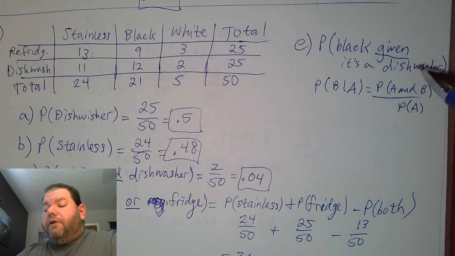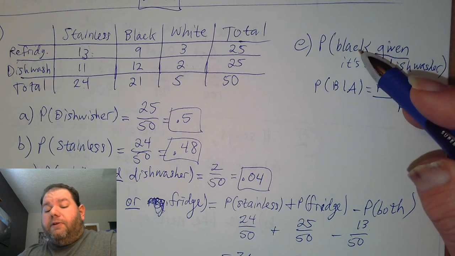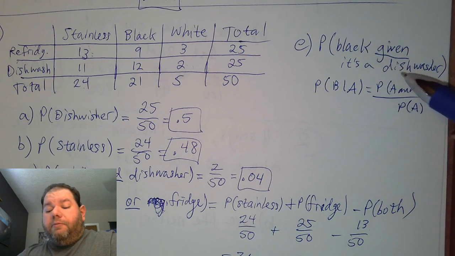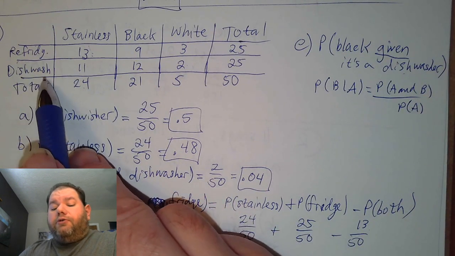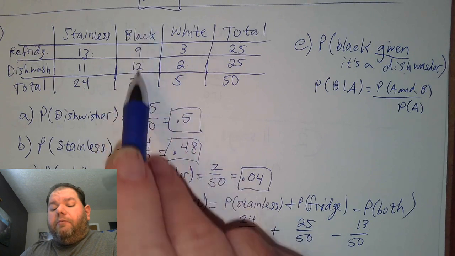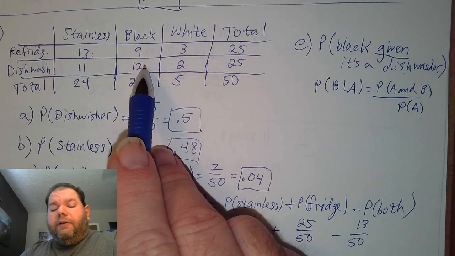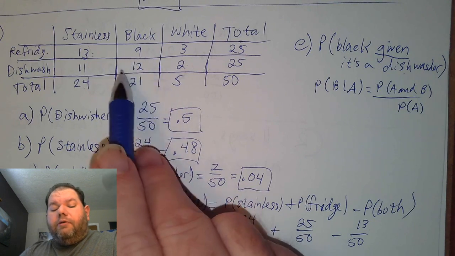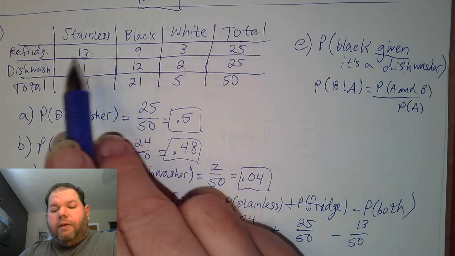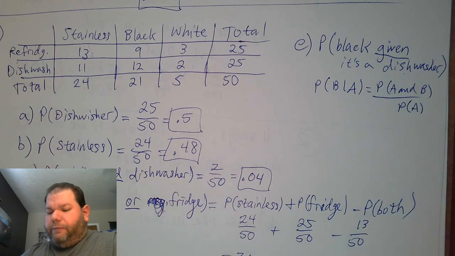So we need to figure out, okay, what's the probability that a random appliance meets both requirements? That is a black dishwasher, basically. And so for our dishwashers and appliances with a black finish, there'll be 12 appliances overall that meet both requirements.